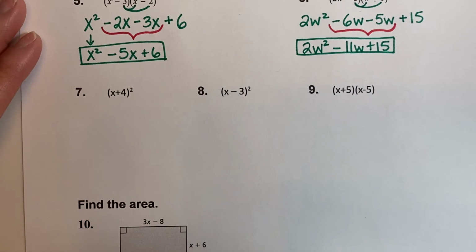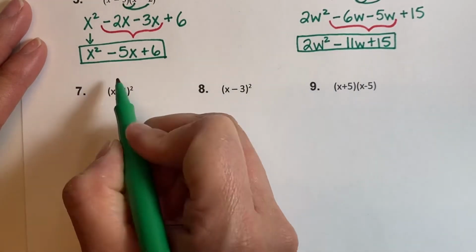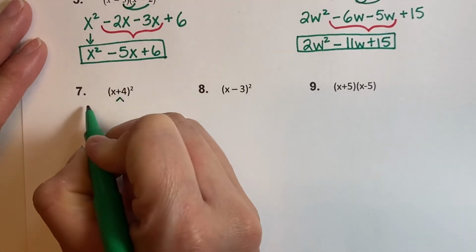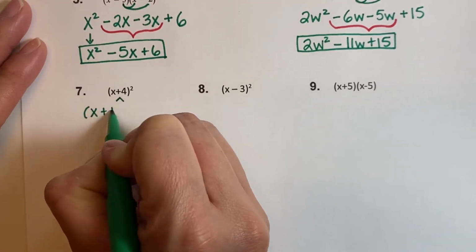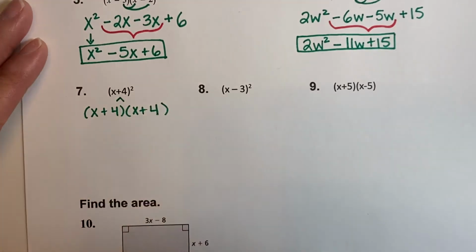In example number 7, you want to recognize that this is a binomial squared. So anything that's squared just means it's multiplied by itself. This is the same thing as x plus 4 times x plus 4. So I can apply that same rule.